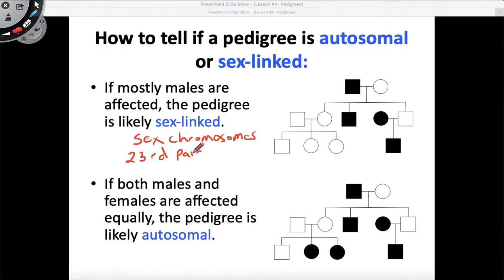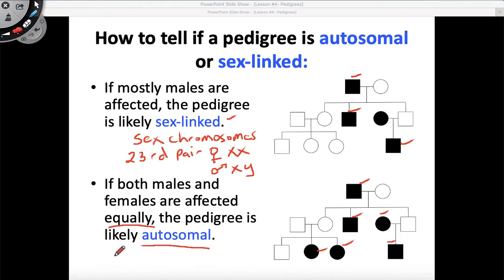of chromosomes. So remember, if you are a female, your sex chromosomes look like this, and if you are a male, your sex chromosomes look like this. So if mostly males are affected, as you see here, then the pedigree is considered to be sex-linked. If both males and females are affected equally, the pedigree is likely autosomal. As you see here, both males and females are affected equally.